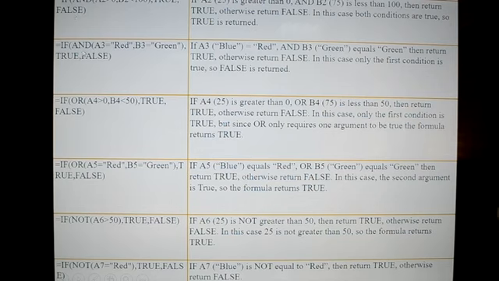Next, IF AND: A3 equal to red, B3 equal to green, true, false. We will explain the description. If A3 blue equals red and B3 green equals green, then return true. Otherwise return false. In this case only the first condition is true, so false is returned.